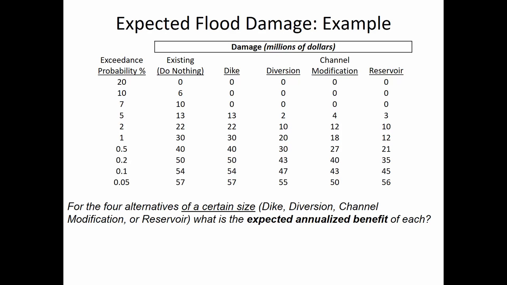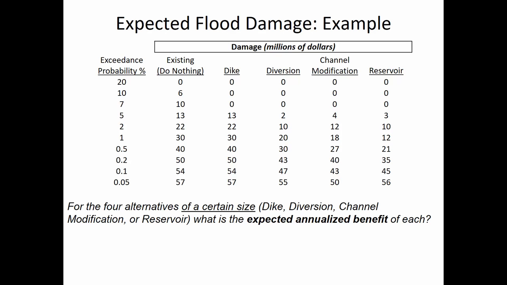The existing condition is how much damage we experience, in millions of dollars, for a storm of a certain size. So you can see that the 5-year storm causes no damage right now. But the 10-year storm, if it occurs, we're going to have $6 million of damage. The 5% probability goes along with the 20-year storm, right? Yeah, 20-year storm. So if there's a 20-year storm, that will cost us $13 million of damage, and so on and so forth.